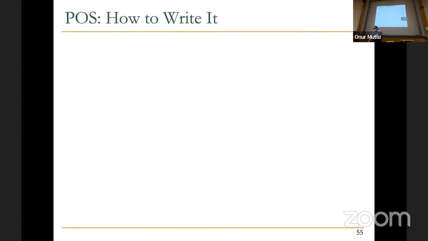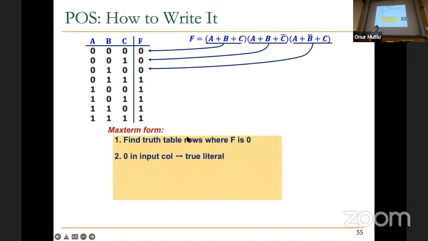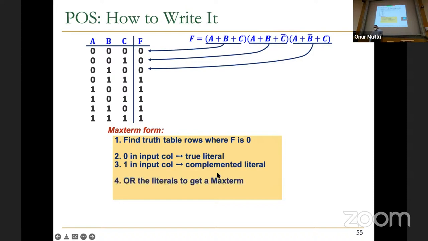Okay. So how do you write the product of sums form? I think we already did this. You do the same exercise except for rows that are zero in the output. Find the rows of the truth table where the output is zero, and you look at each of these variables, A, B, C. If you have a zero, you use a true literal, which is A. If you have a one in the input column, then you get the complemented literal. For example, for this C, we use C bar, right? And this makes sense. You should think about it. And you OR the literals to get a max term. So for example, this is 000, you OR the A, B, C. This is 010, the third one. You OR A, B bar, and C, as you can see over here. And then AND together all the max terms corresponding to the three different zeros over here. And that's how you get it basically in the end.